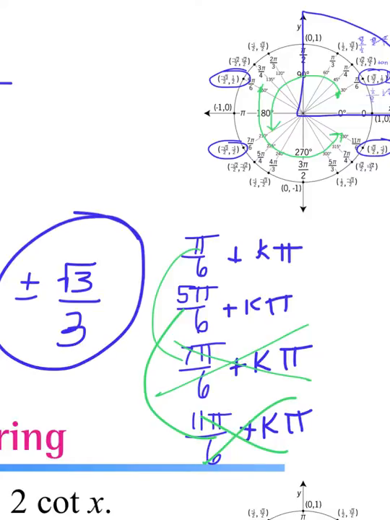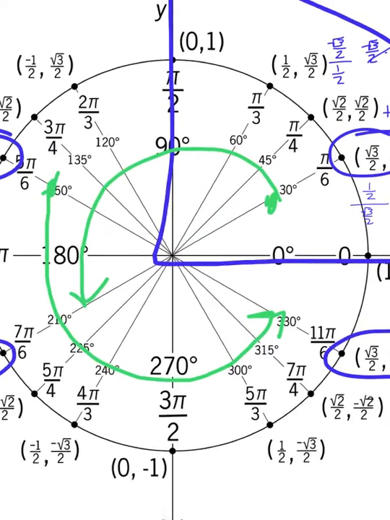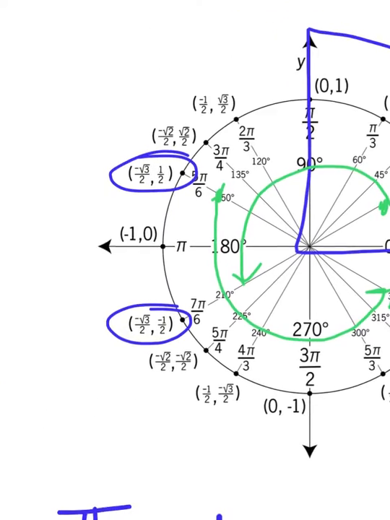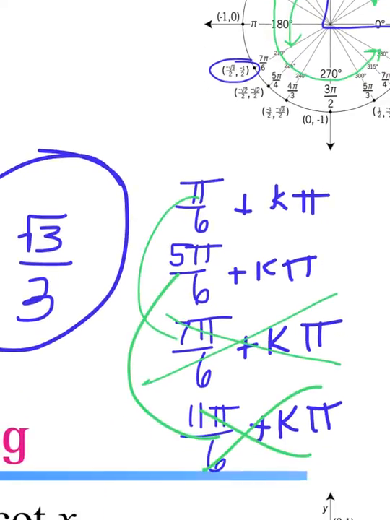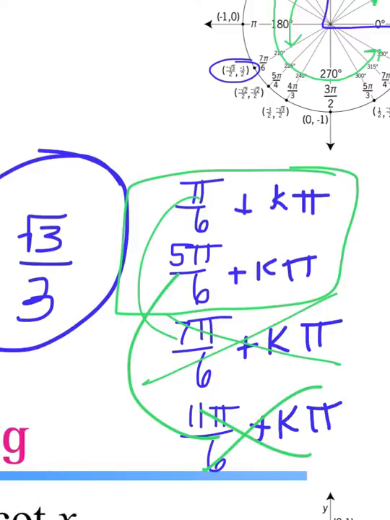I'm telling you guys, write all 4 like that, and then give me 1 positive, 1 negative. Do you see how pi over 6 is going to give me a positive tangent? And 5 pi over 6 is going to give me a negative? I would just keep these 2. But I would write all 4 down. Just make sure that you give me 2 that are not the same thing.